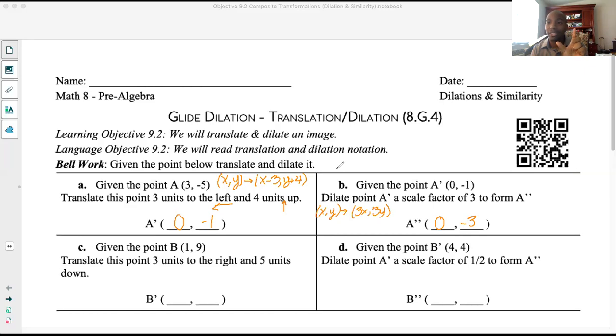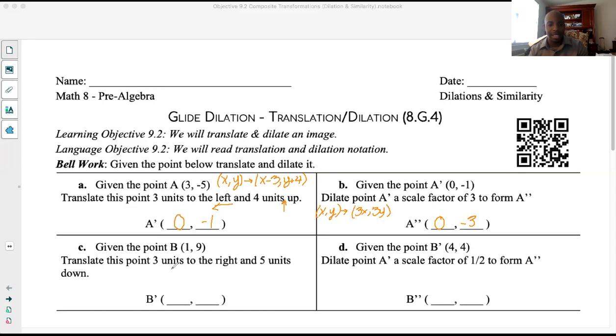And you would be expected to do a glide dilation, where you're gliding it and then you're dilating it all in one shot, which is exactly what we did. However, I'm breaking it down to you as A prime and then A double prime. So it's really a composition of transformations, but at the same time, I'm giving you 2 different types of transformations with 2 different types of points. Okay? I'm doing this to help you bridge the gap, and I know in high school they're going to really make it clear and it's going to work out better. But I want to help you have some understanding at this level.